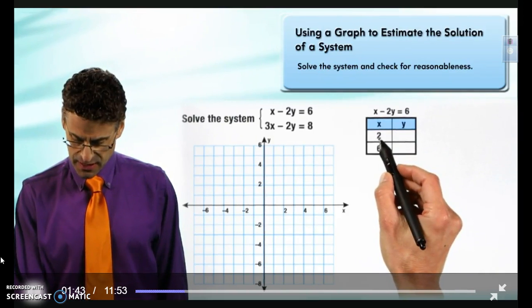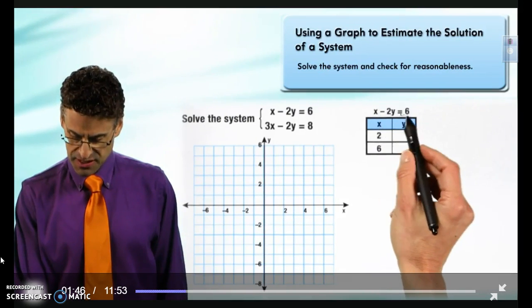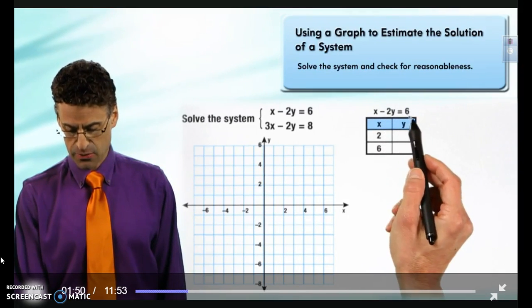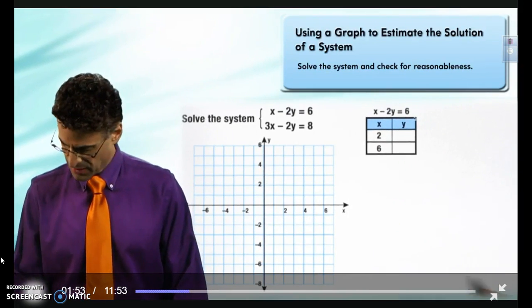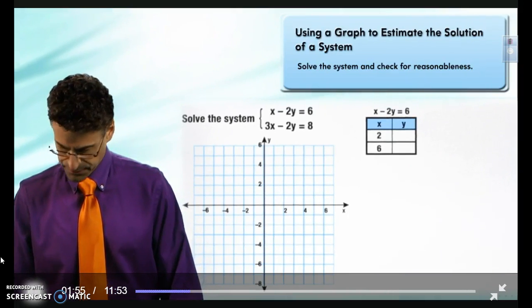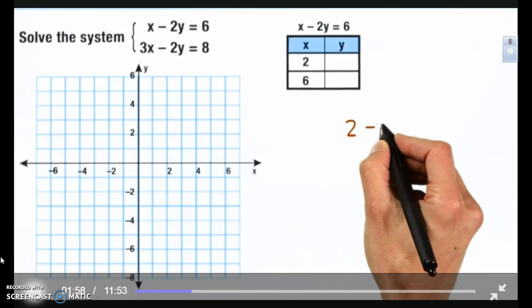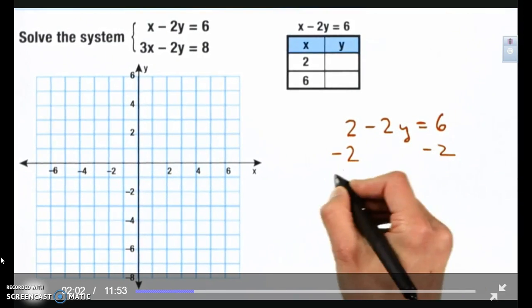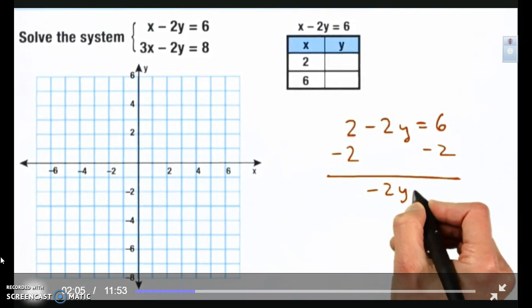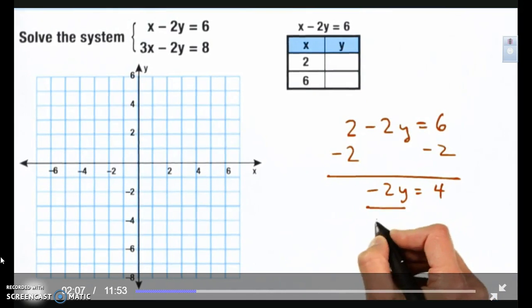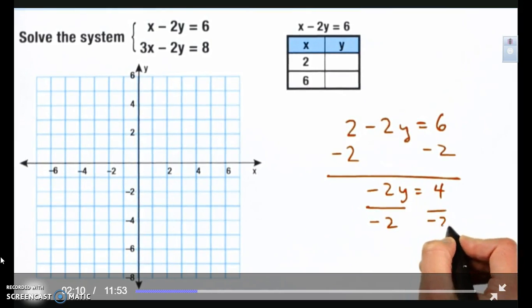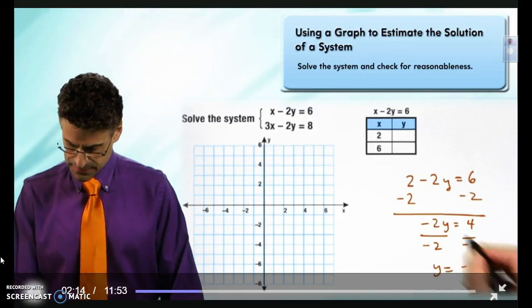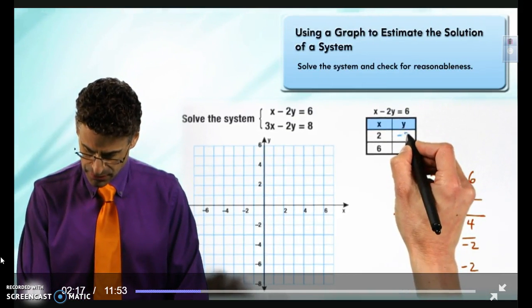So we let x equal 2 here and solve. If x equals 2, then it's 2 minus 2y equals 6. If I subtract 2 from both sides, I see negative 2y equals 4. Divide both sides by negative 2, and we see that y equals negative 2. So this value, in fact, is negative 2.